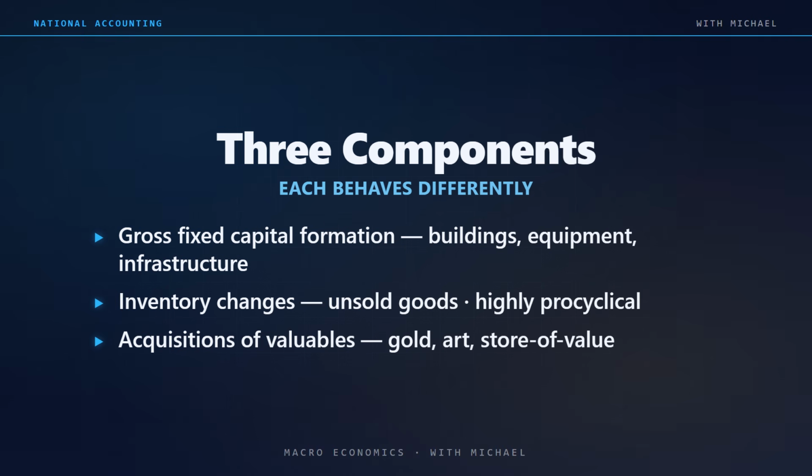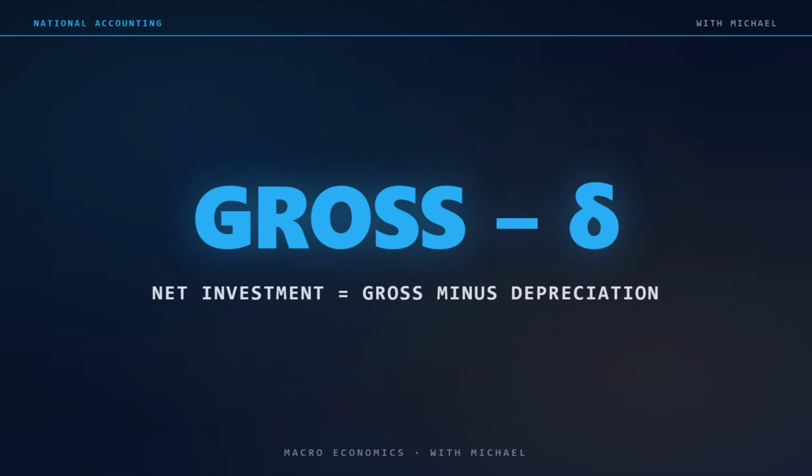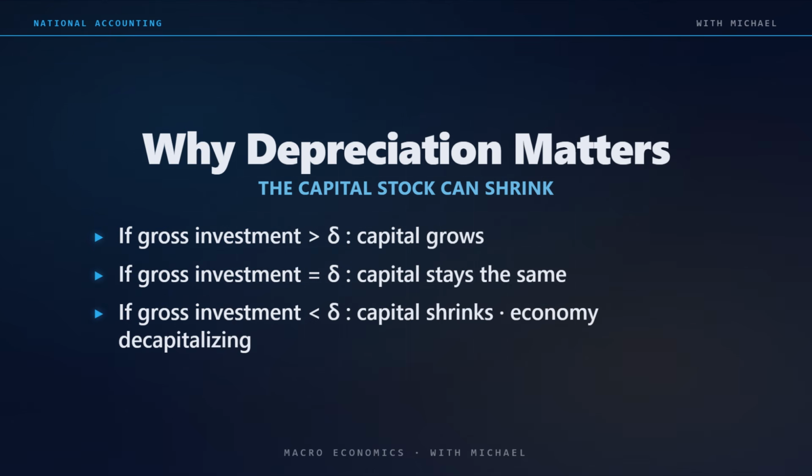Each of these components moves with different economic forces. Gross fixed capital formation responds to interest rates and expected demand. Inventory changes are highly procyclical. Firms accumulate inventories when demand is strong and run them down when demand weakens.